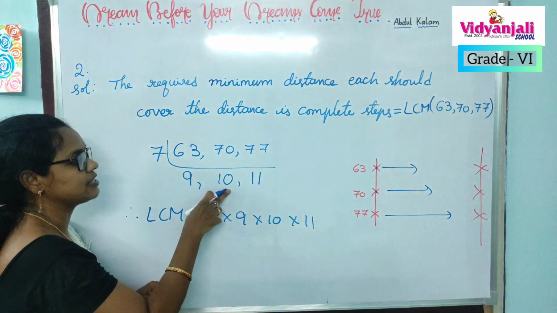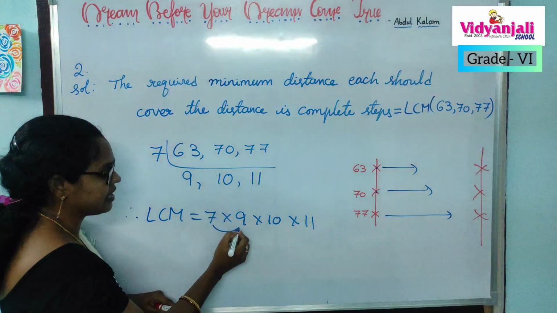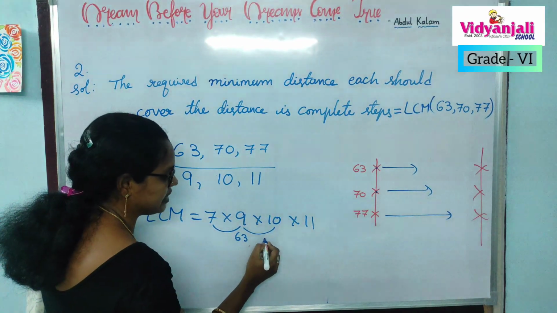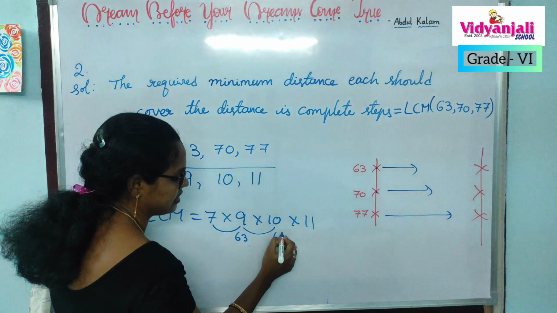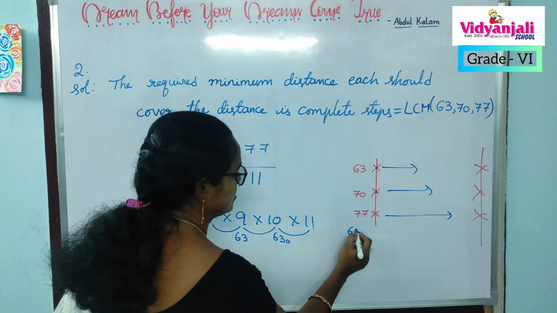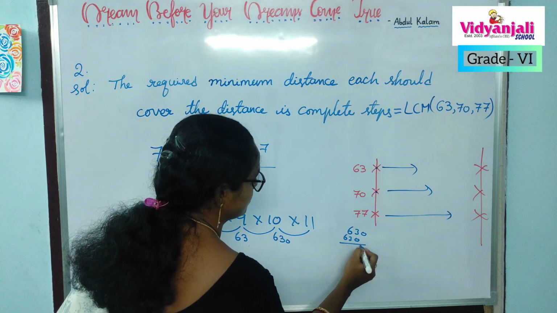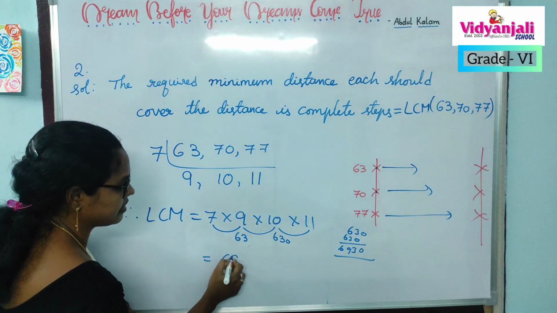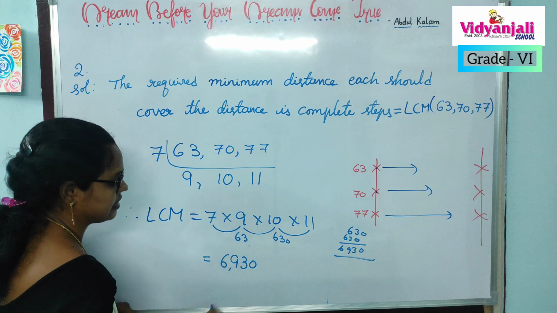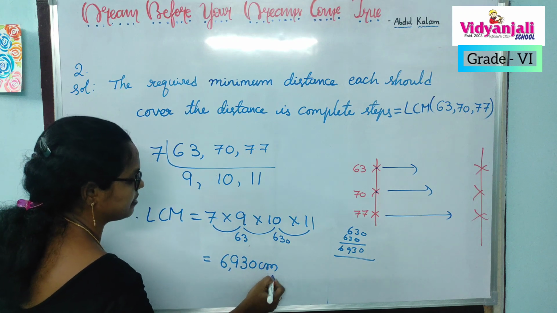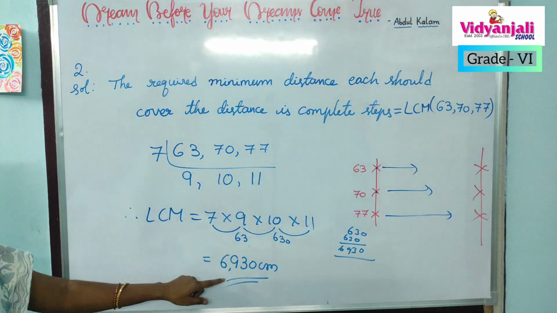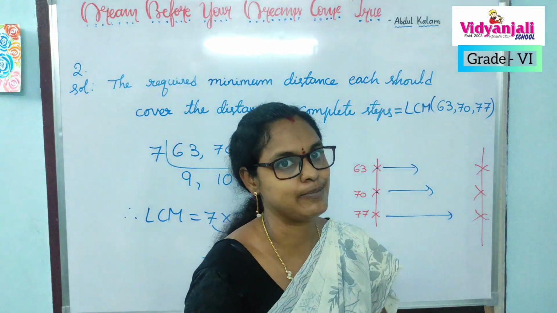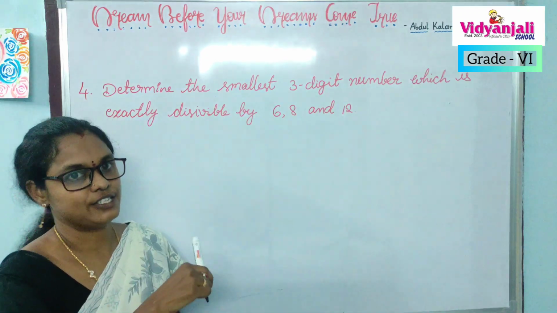7 into 9 into 10 into 11. What is 7 nines? 63. And then 63 into 10, 630. 630 into 11 is 6,930. Right? Is it clear? That means after 6,930 centimeters, all will meet at the same spot. I hope you understood. Fourth question.